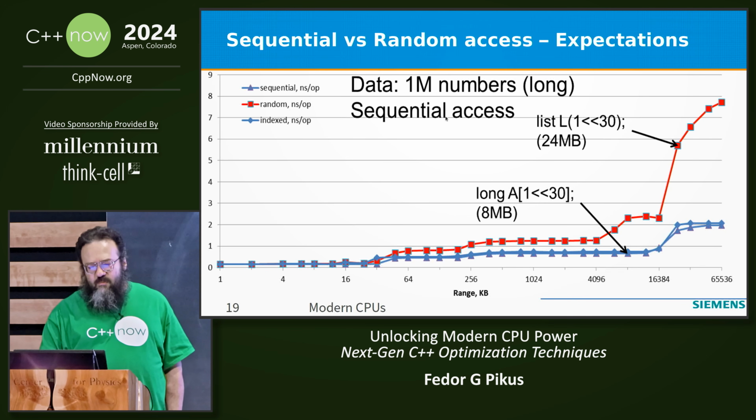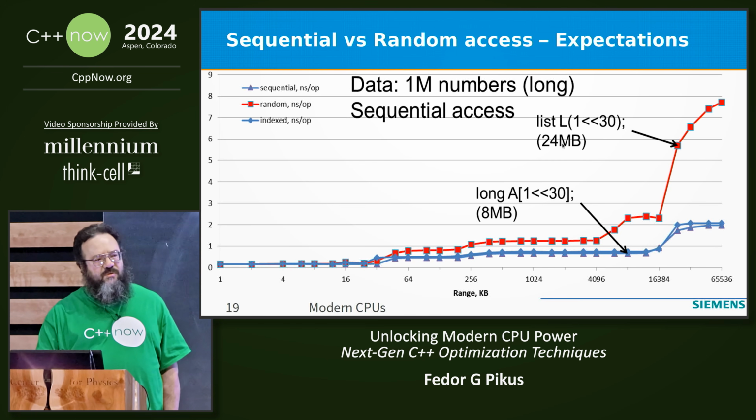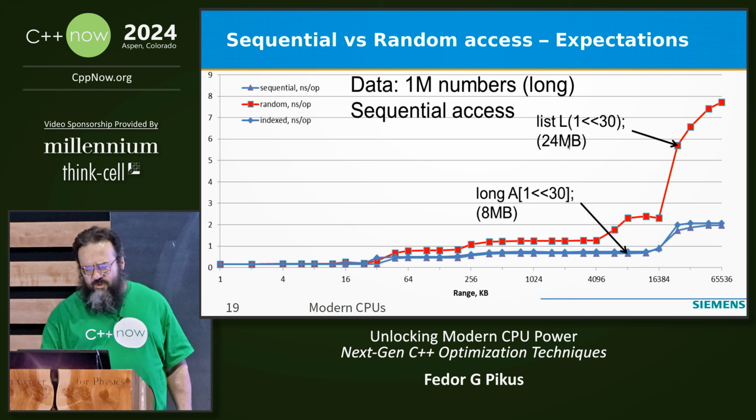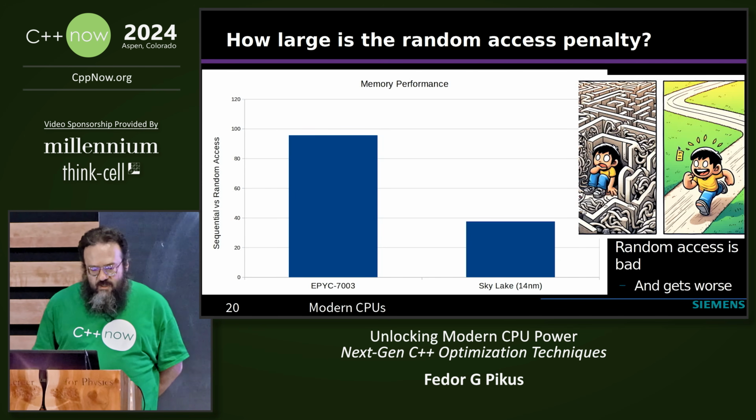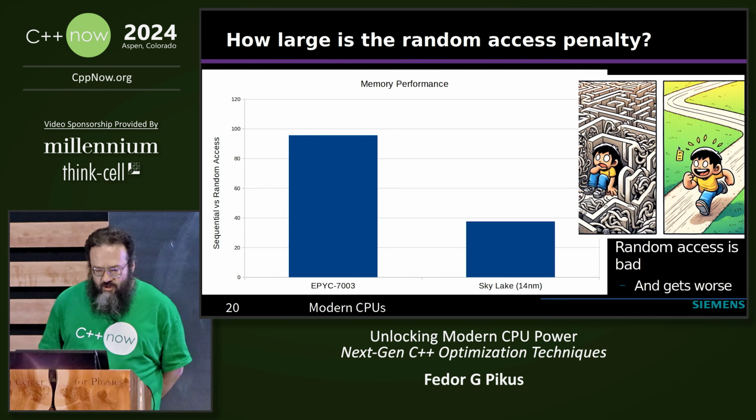Now, if I have 1 million numbers, and numbers are 8 bytes, if I put them in a vector, I have 8 megabytes of data, and I'm accessing sequentially, so I'm here. If I put the same data in the list, first of all, it's 3 times more data because the list has pointers, and I'm accessing them randomly, so I'm over here. This is what we're going to expect. Let's see the actual numbers.